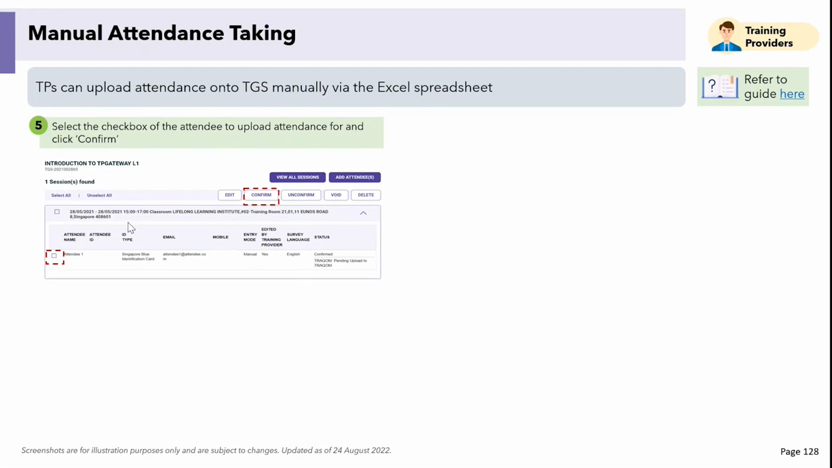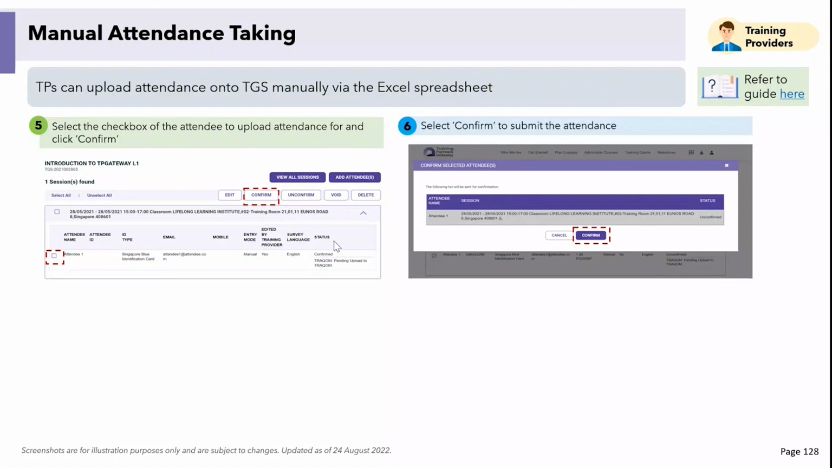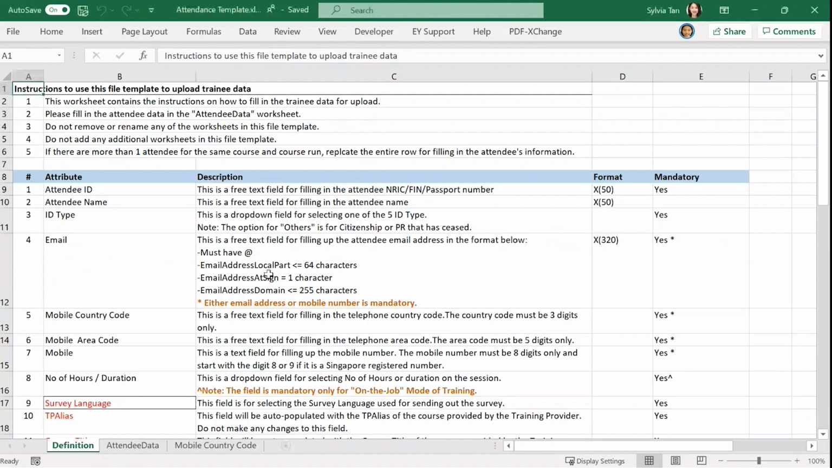So TPs will need to select the relevant attendees again, and then click Confirm, and then confirm again to submit the attendance. So after this, you have completed the manual attendance submission. As you can see, there are many more steps than the digital attendance taking, so we recommend TPs to take the digital attendance. Now we will walk you through the Excel template for attendance taking.